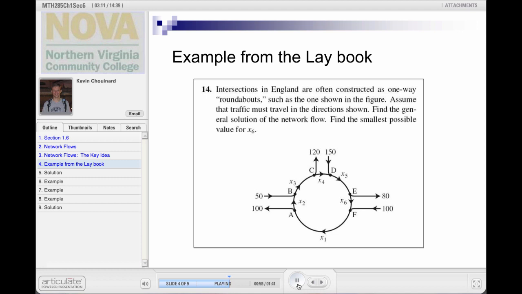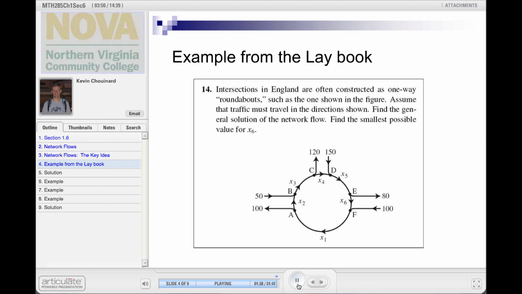Now when we say find the general solution of the network flow, what we're saying is that it's not going to be a unique solution. It's not going to be the exact same number of cars on the road at all times, and that would be an unrealistic model. What we're going to have is some free variables, and then based on the free variables, the other variables in the system can be determined. And based on that general solution, by comparing the relationships among the variables, we can figure out the smallest value for x sub 6.